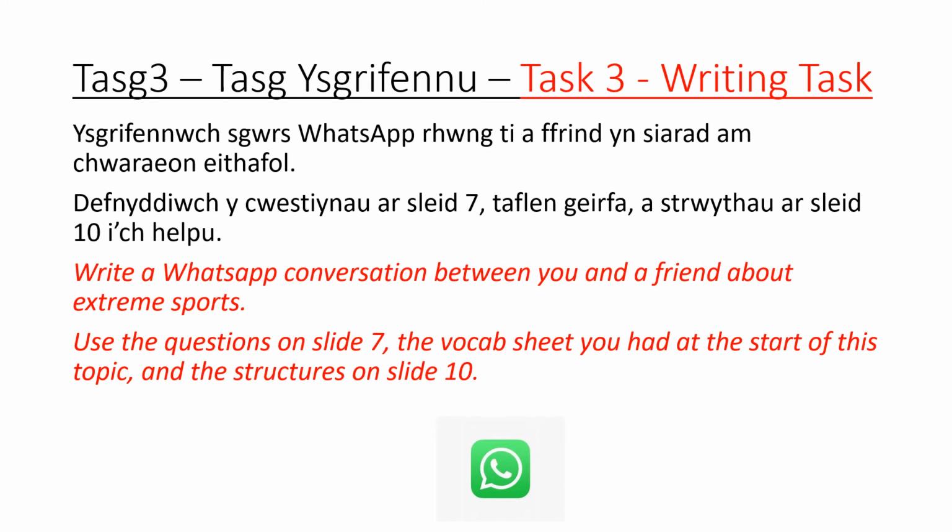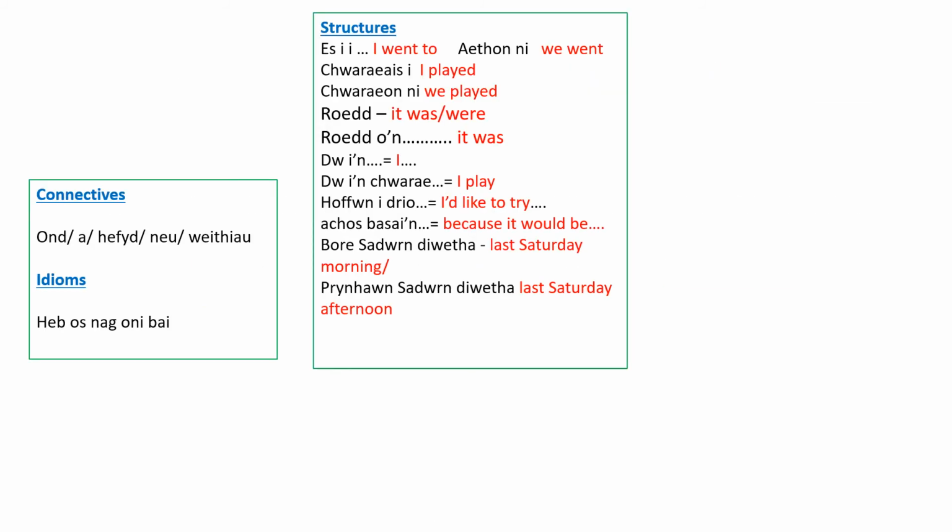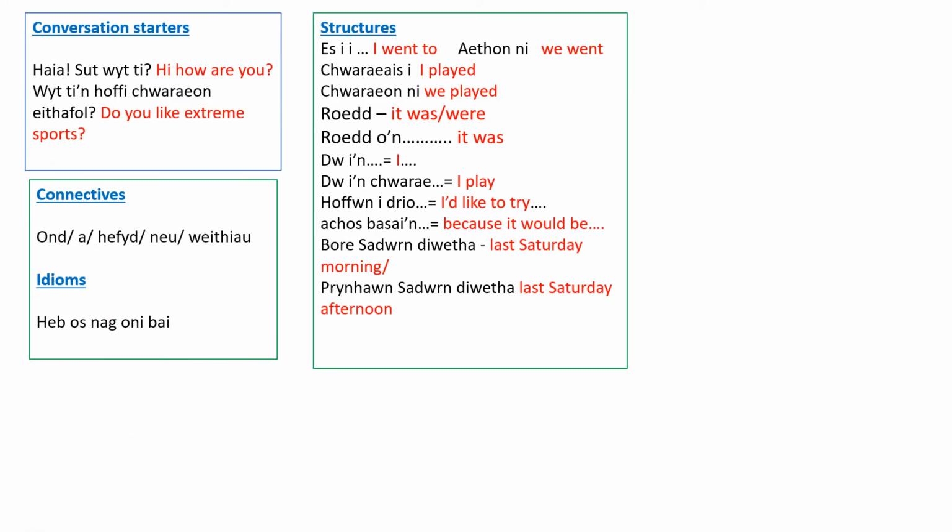So a conversation between you and a friend. You can set it out like a WhatsApp conversation as well, because if you were in class, I'd give you a blank worksheet with little speech bubbles on it, just like a WhatsApp conversation. So if it's easier for you to do this on paper, then that's fine, and then send a photo to your teacher. So here's some help for you. So the first thing there in that blue box on the left at the top, you've got some conversation starters. Hiya, it's wyt ti. Wyt ti'n hoffi chwaraeon eithafol? So that's how you could start.